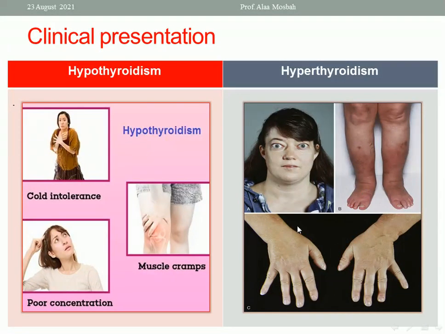What else? Look at this picture, please. This is a picture of hypothyroidism, and this is a picture of hyperthyroidism, specifically Graves' disease. This is the cold intolerance. This is the poor concentration. This is the muscle cramps and weakness. And of course, other symptoms like increased body weight and so on. While in hyperthyroidism, there is stare, lid lag, goiter, pretibial myxedema.